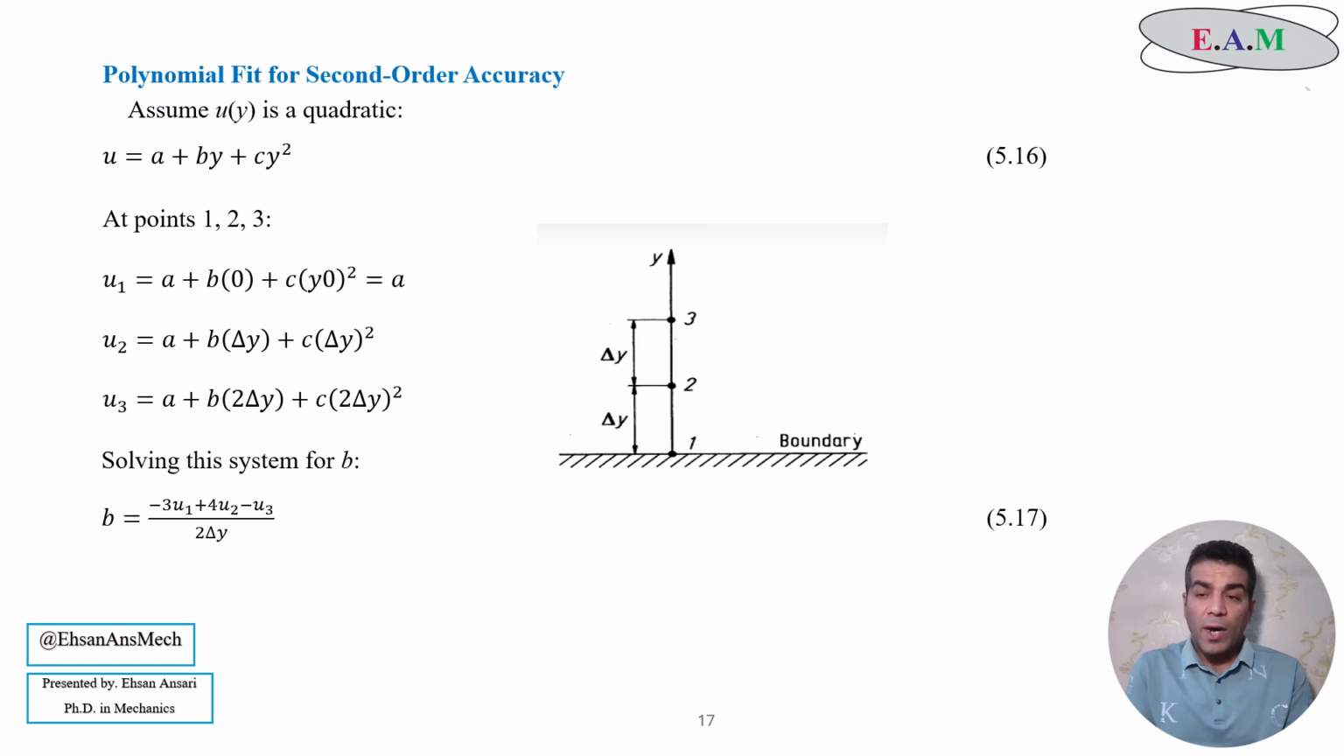We fit a quadratic function as the solution through points 1 to 3, at y equals 0, delta y, and 2 delta y. Substituting gives three equations in a, b, and c. Eliminating a and c yields b, which is the first derivative at y equals 0 with second order accuracy. Equation 5.17.